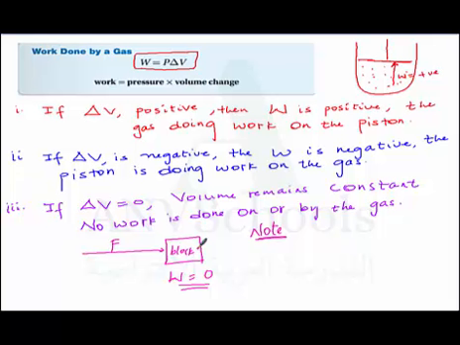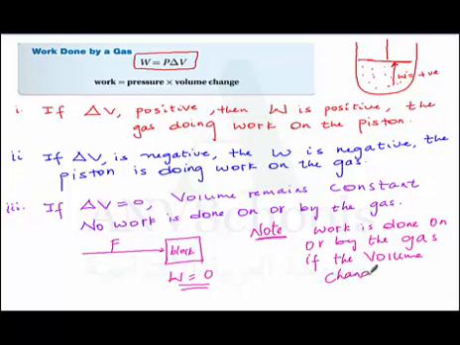In the same way, and this is very important, work is done on or by the gas if and only if the volume changes. This is a very important point that you have to know. If there is a change in volume, work is done; otherwise, no work is done if the volume doesn't change, like no work is done by the force if the object doesn't move.